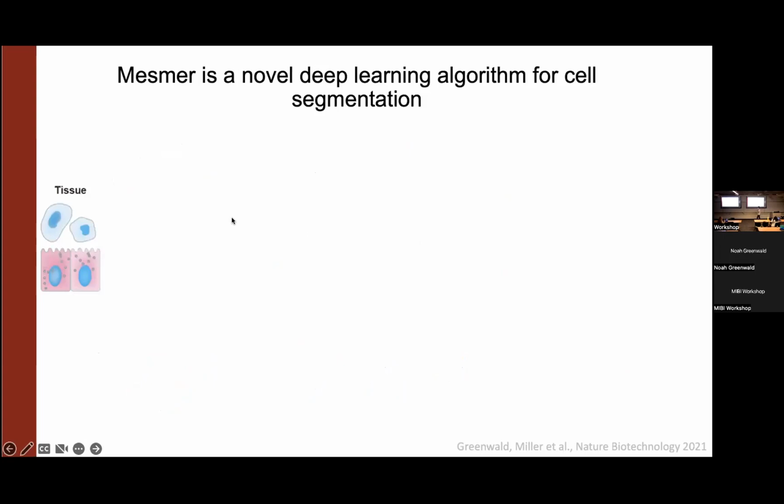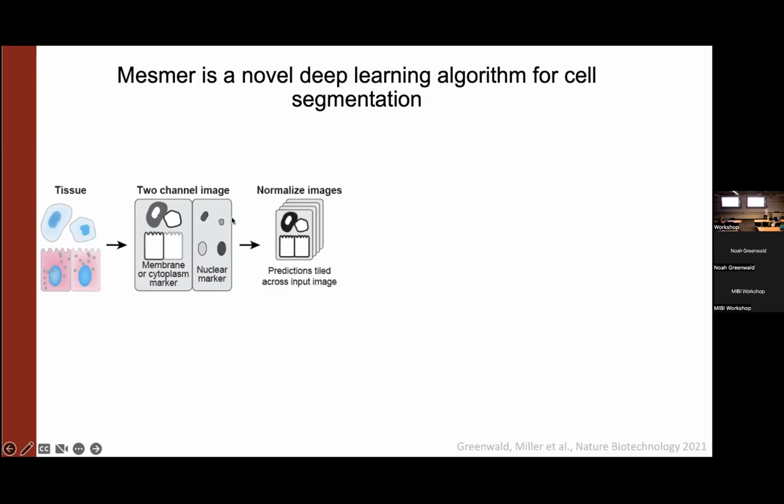Okay, so TissueNet training data set. Mesmer is what we're calling the model that we trained on this data set. And so I'm going to give you just a very high level overview of how the model works. The inputs are tissue image data. And so the specific requirements are a membrane or a cytoplasm marker to tell you what the shape of the cell is, and a nuclear marker to identify the nucleus. This data then gets normalized and tiled together and fed into the deep learning model.